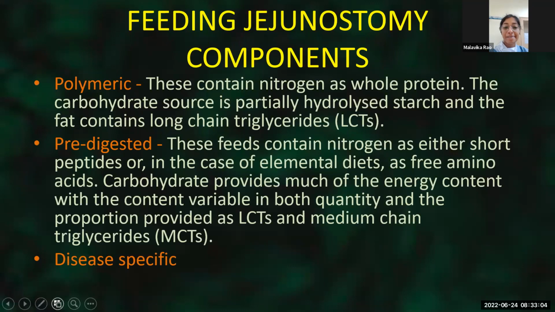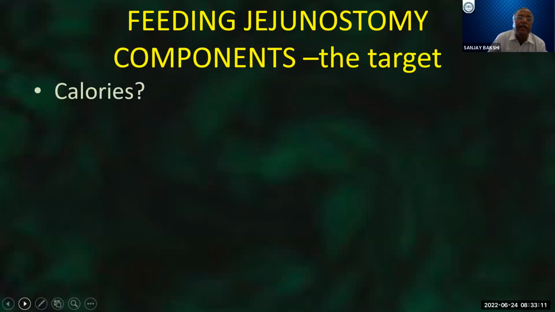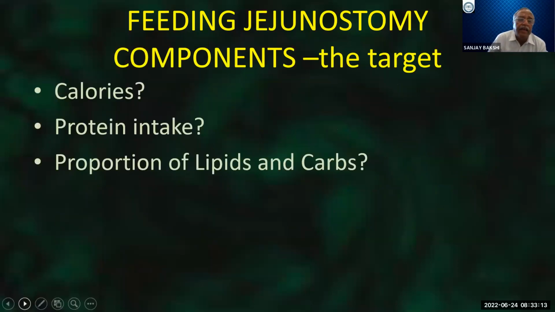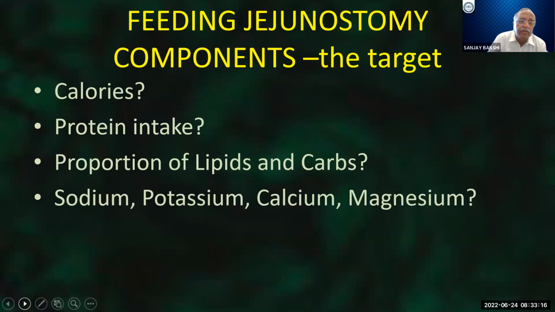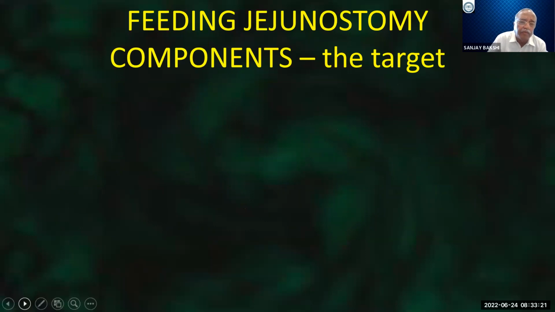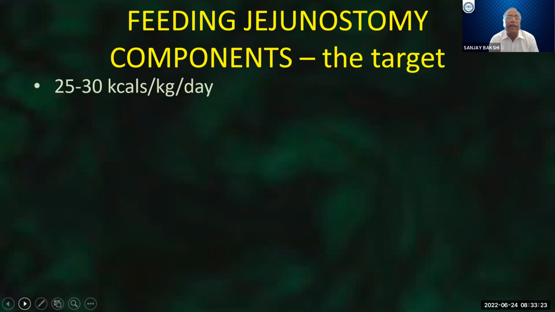The types are basically, you can use either a polymeric or a pre-digestive or disease specific. And as Professor Shah quite rightly said, calories, protein intake, proportion of lipids and carbohydrates, don't forget sodium, potassium, calcium, and magnesium. Okay. So that's very important. And as he quite rightly said, calories, 25 to 30 kilocalories per kilogram per day. That's maintenance. And obviously you're building up this patient for a bypass, a colonic pull-through bypass or something like that. So you have to add to that.